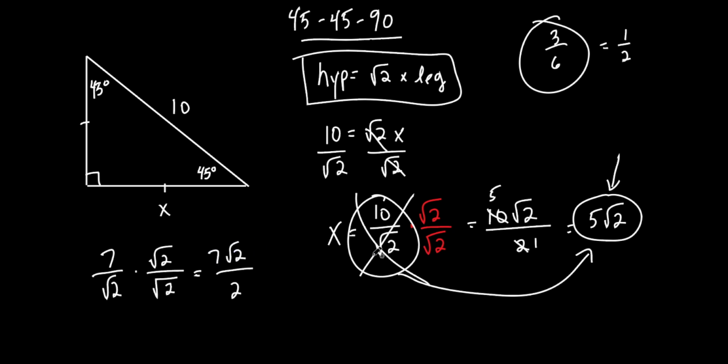Now, over here, we had to cancel out the 2 and the 10. Do we have to do that here? No, because 2 doesn't go into 7. And so that would be your answer if it was 7 over square root of 2. You see that?